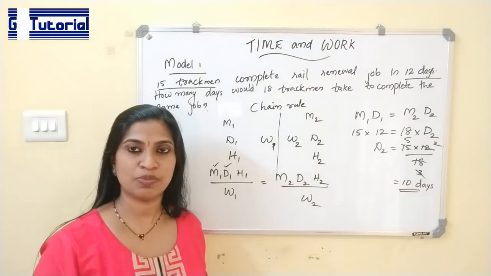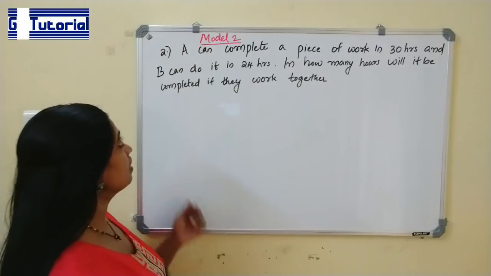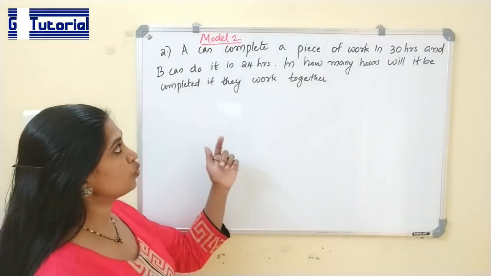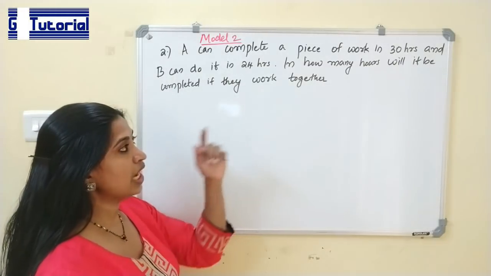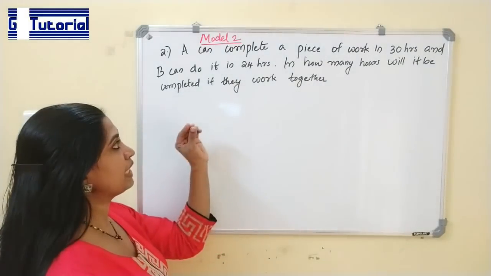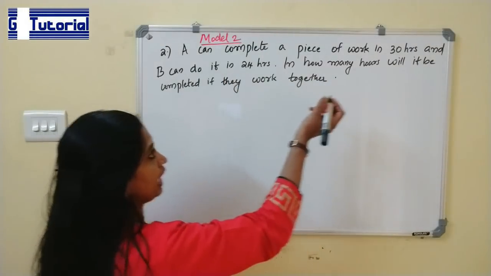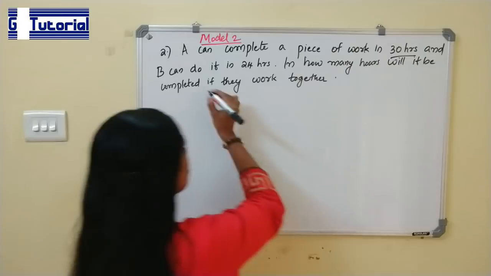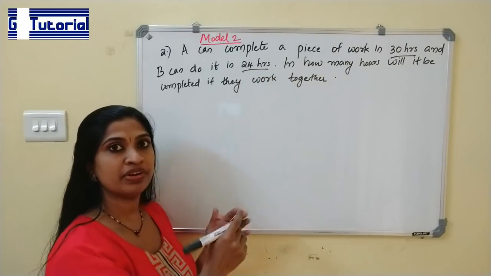Now we can see the next model problem. This is the second model problem. A can complete a piece of work in 30 hours and B can do it in 24 hours. In how many hours will it be completed if they work together? Here we are given the time taken by A to complete the work and B to complete the work. So we have to find in how many hours they will complete the work if they work together.